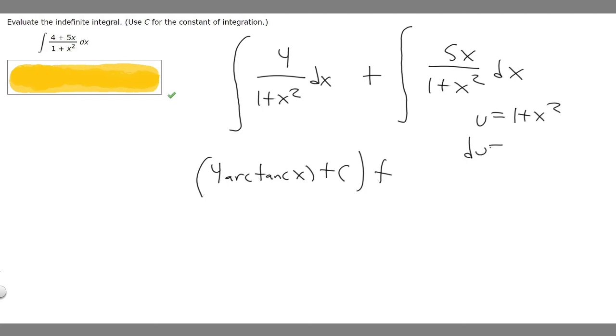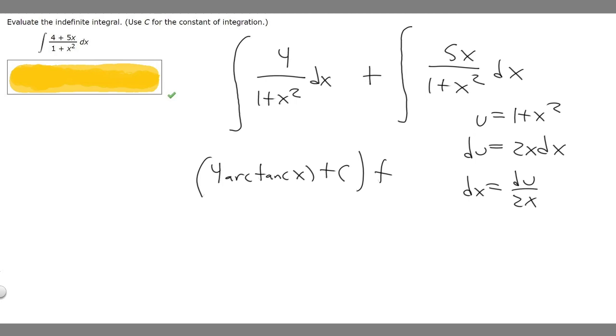Then let's take the derivative of it. So the derivative of 1 is 0, the derivative of x squared is 2x, then we have dx, right? And then what we've got to do is solve for dx. So we divide both sides by 2x. It'll give us that dx equals du over 2x.